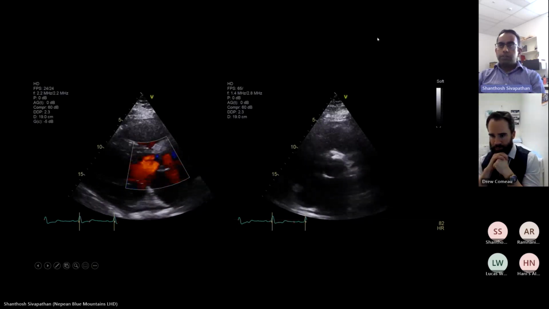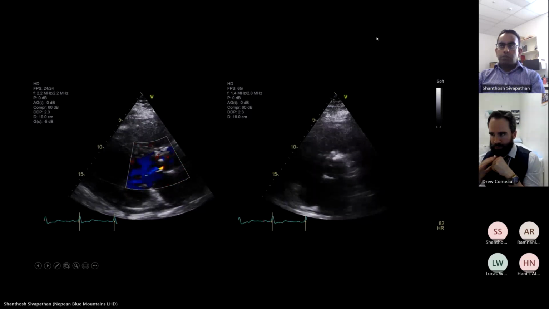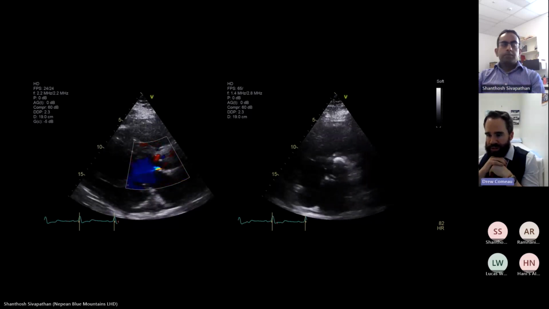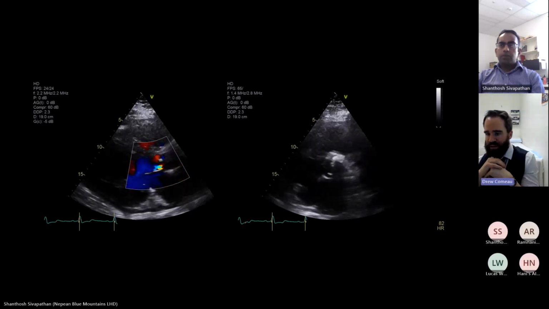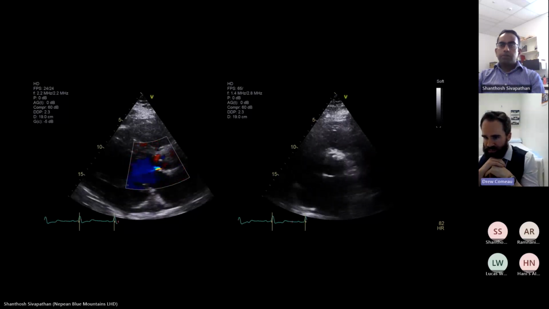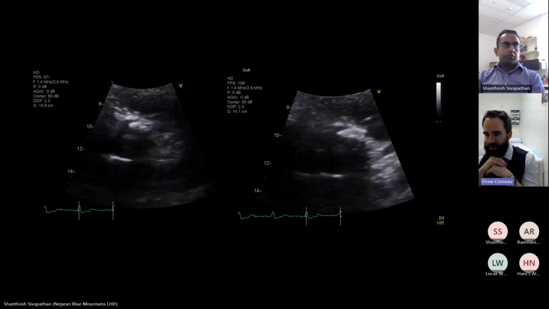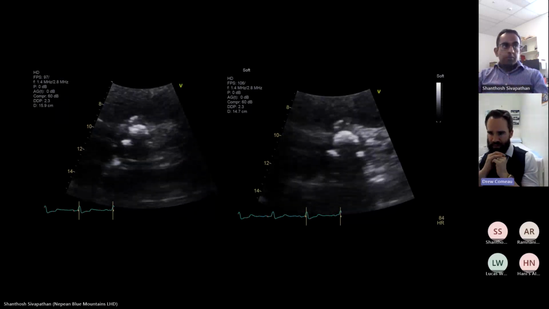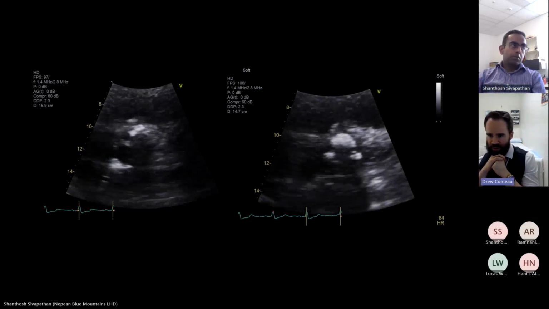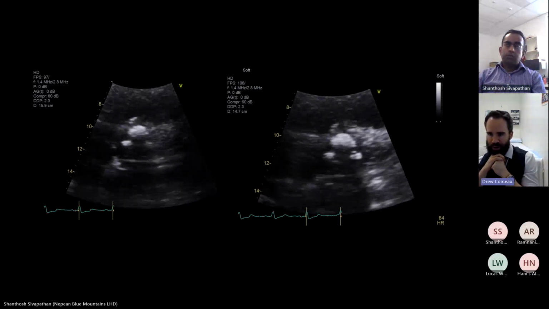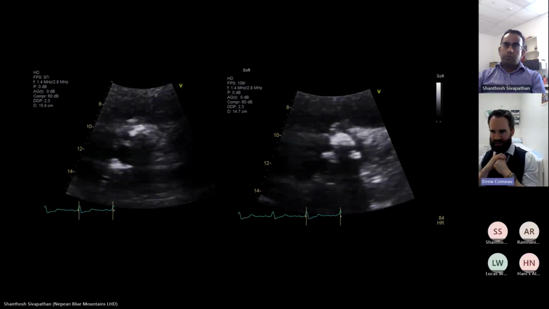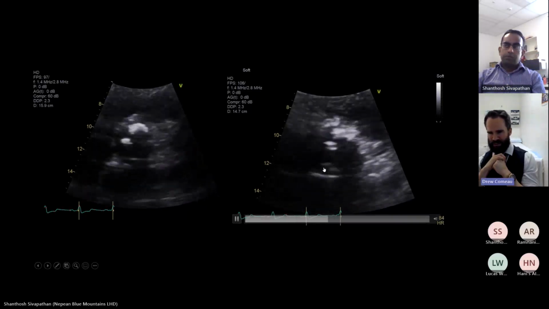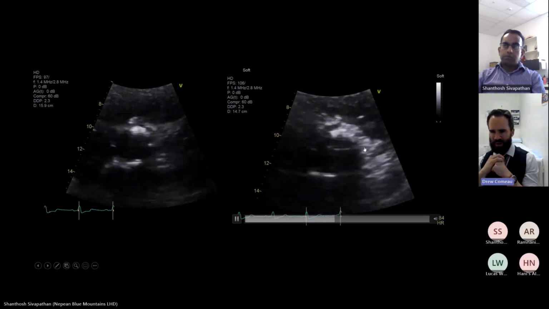Anything else that you can glean of this? Quality is not great. It's not a dedicated assessment of the mitral valve, and I can't see any evidence of regurgitation. This is a zoomed in view. The non-coronary cusp shows good excursion. The right coronary cusp is thickened and has slightly reduced excursion. And the left coronary cusp is poorly visible.